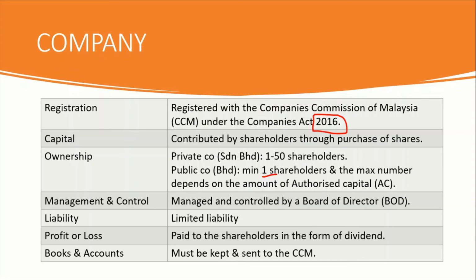For management and control, it is managed and controlled by the board of directors appointed by the shareholders to manage the business. The liability is limited liability, which is limited only to the business assets for any creditor to collect their debt. Profit or loss is paid to the shareholders in the form of dividend. So shareholders are the owners. They will get the dividend from the profit, if there is any profit. If there is a loss, of course there will be no dividend.